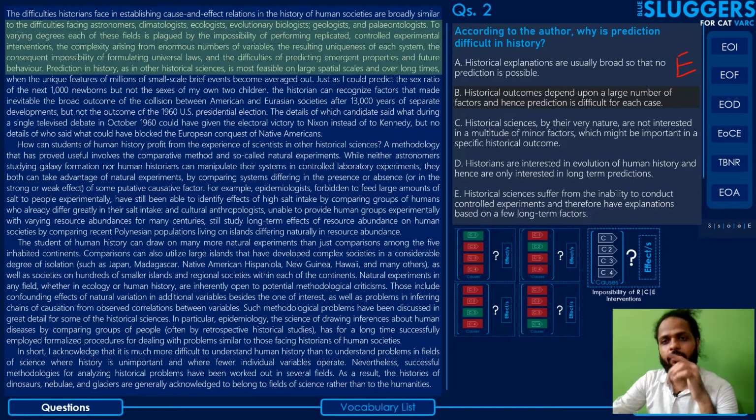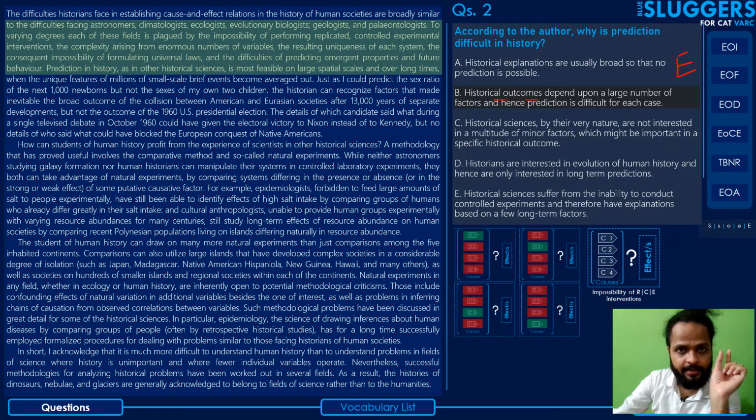Next, option B. Historical outcomes depend on a large number of factors, and hence prediction is difficult for each case. This comes close because the author has in fact talked about that. He says that historical outcomes for specific cases. Okay, he doesn't say this for all types of historical outcomes. He says it for specific pinpointed cases, right? He notes here that prediction in history is most feasible on large spatial scales, but in unique cases, in small cases, it is not possible, right?